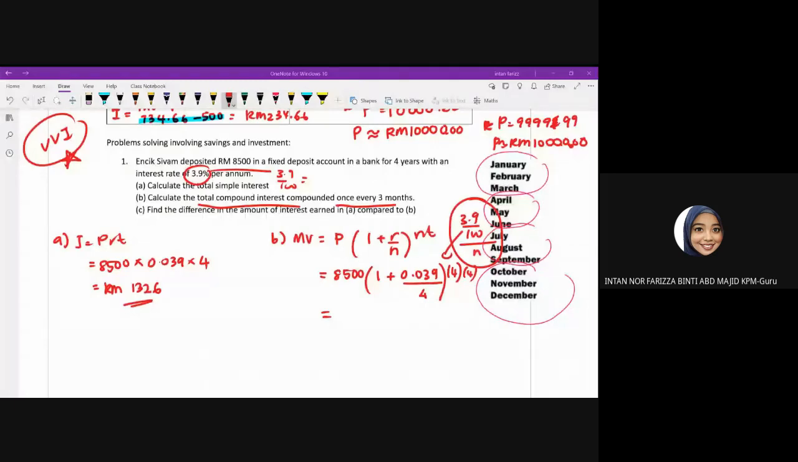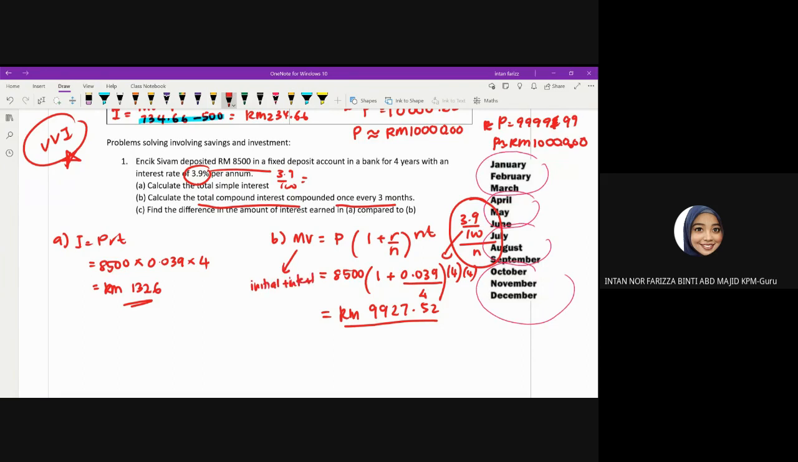Very good, Sai. Good, Farisha and Yusin. The answer you will get is RM 9927.52. What is this? This is the mature value, the amount of money this person will get after 4 years. But the question says calculate the total compound interest. This is not the value that we want. The mature value is the initial money plus the interest.